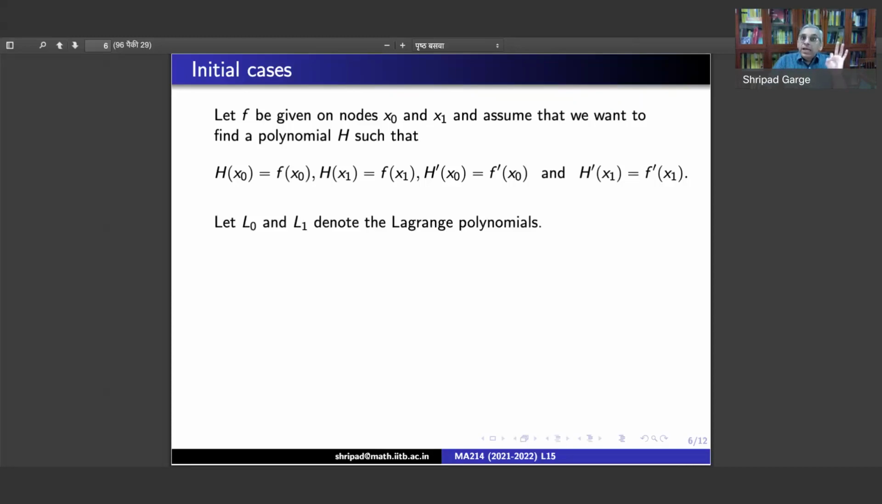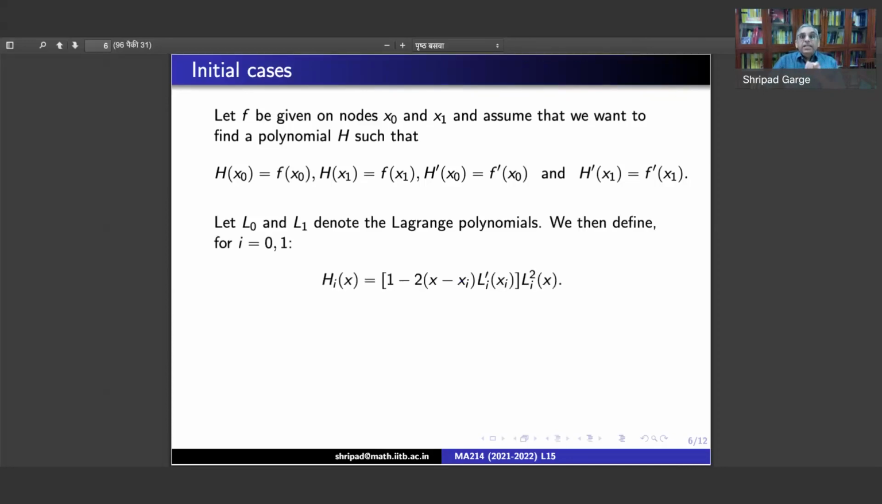So with the L0 and L1 being the corresponding Lagrange polynomials, we define hi of x to be 1 minus 2 times x minus xi times li prime at xi into li square at x. So once you realize that li square of x has to be a factor, then this remaining thing can be easily computed. So this scaling factor can be computed once you realize that li square has to be a factor for your Hermite polynomial. So these are the solutions to special problems. So we will call these also Hermite polynomials.